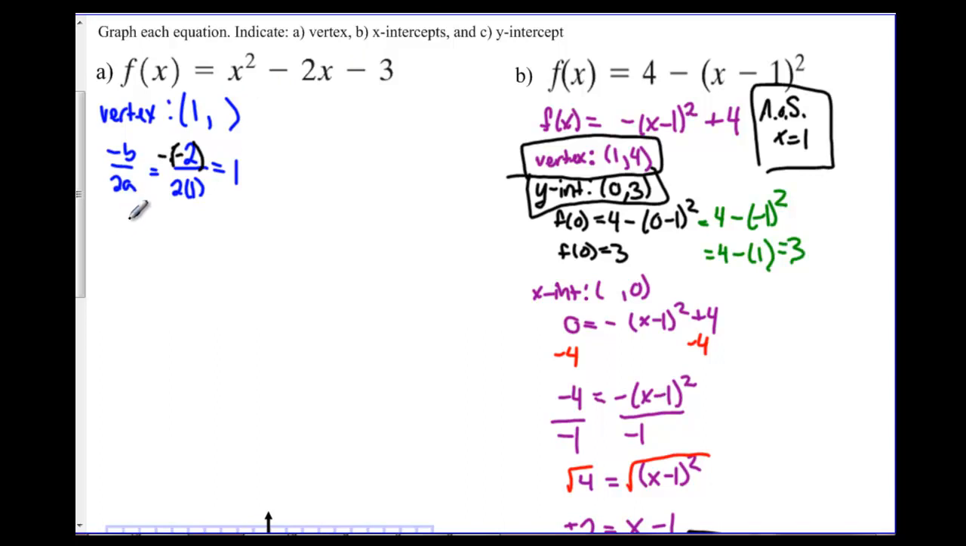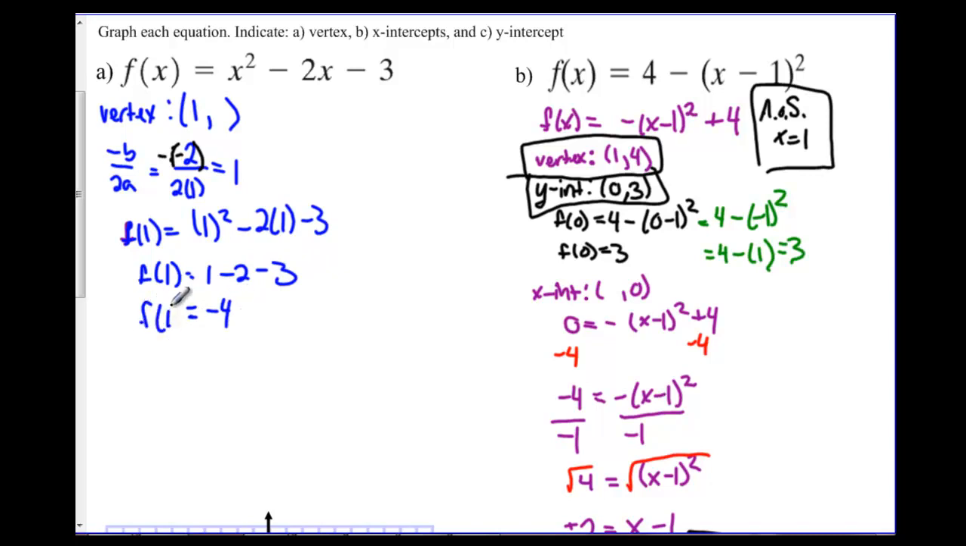All right, and then I heard to find the second part, plug it in. So we're going to do, oh, I was trying to say the same color. So we have f of 1 equals 1 squared minus 2 times 1 minus 3. Let's see, we're going to have 1 minus 2 minus 3. I'm not sure why I closed parentheses. It didn't exist there. Sorry. So negative 4? Okay. So we have our vertex.